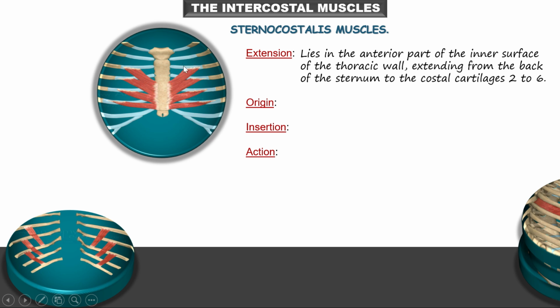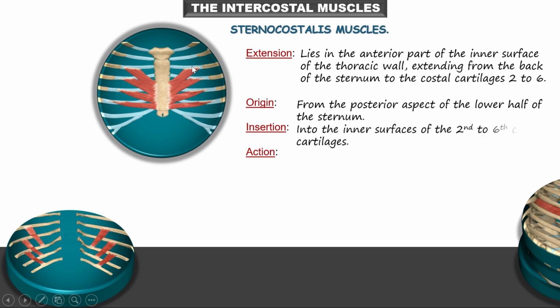So in this illustration, the second has not been illustrated, but you have to understand and know it better, that this muscle usually spans from the second one up to the sixth costal cartilage. So this is called the sternocostalis. The origin is from the posterior aspect of the lower half of the sternum, and the insertion is on the costal cartilages on the inner surface of the second to the sixth costal cartilages. What is the action of this muscle? It is also a muscle of expiration and basically works by depressing the ribs to aid expiration.